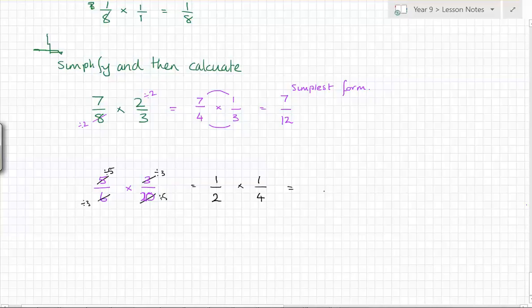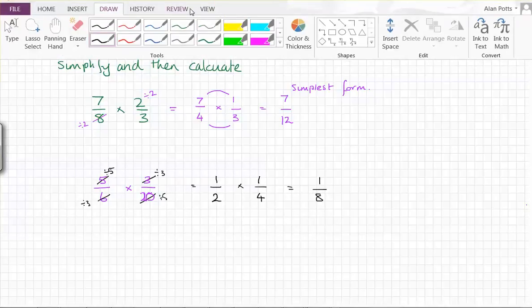Now we can do our answer, which is 1 over 8, and again, simplest form. Okay, you got that, Jonah? Great. Isn't it 1 over 6?